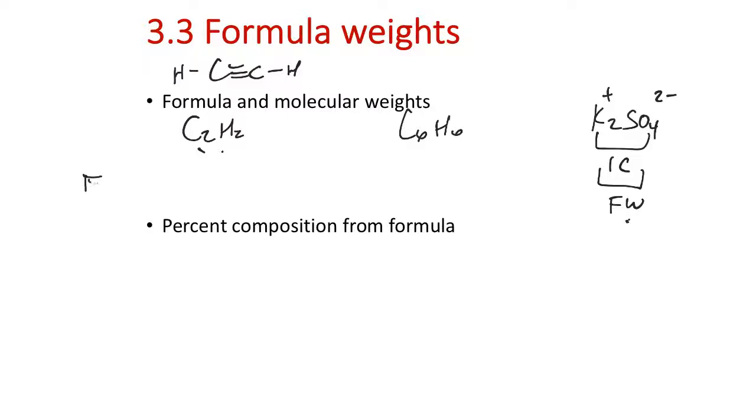So for these, the formula weight or the molecular weight for the C2H2, this is really easy. It would just be 12.01 for carbon times 2, and then plus 1.008 times 2 for the hydrogens for C2H2.